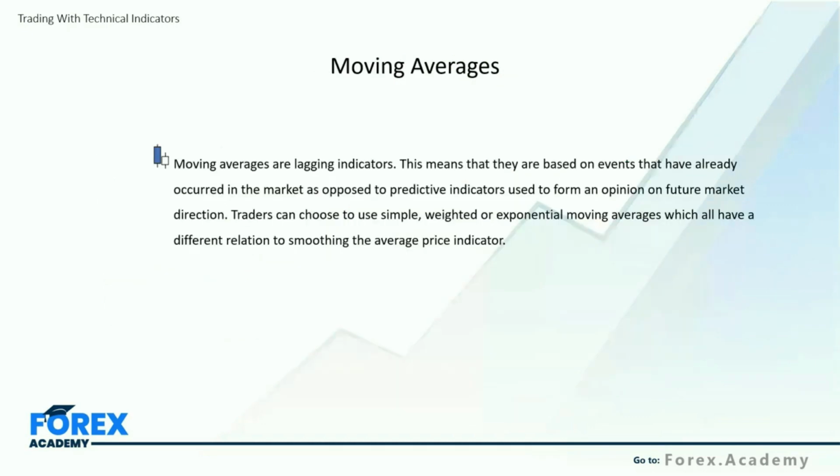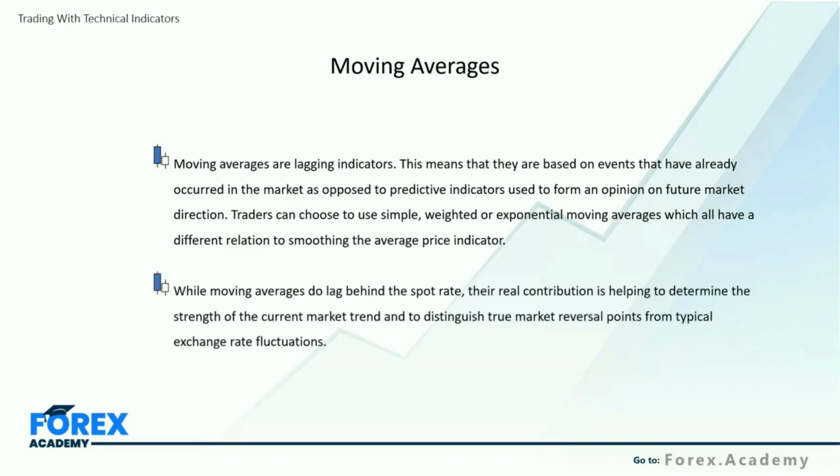Looking at moving averages, they are effectively lagging indicators. This means that they are based on events that have already occurred in the market, as opposed to predicting indicators used to form an opinion on future price speculation. Traders can choose to use either a simple moving average, a weighted, or an exponential moving average, and they all have different relations in terms of smoothing over the average price indicator itself. While moving averages do lag behind the spot rate, their real contribution is helping to determine the strength of the current market trend and to distinguish true market reversals from typical exchange rate fluctuations. And that's why we often use them.